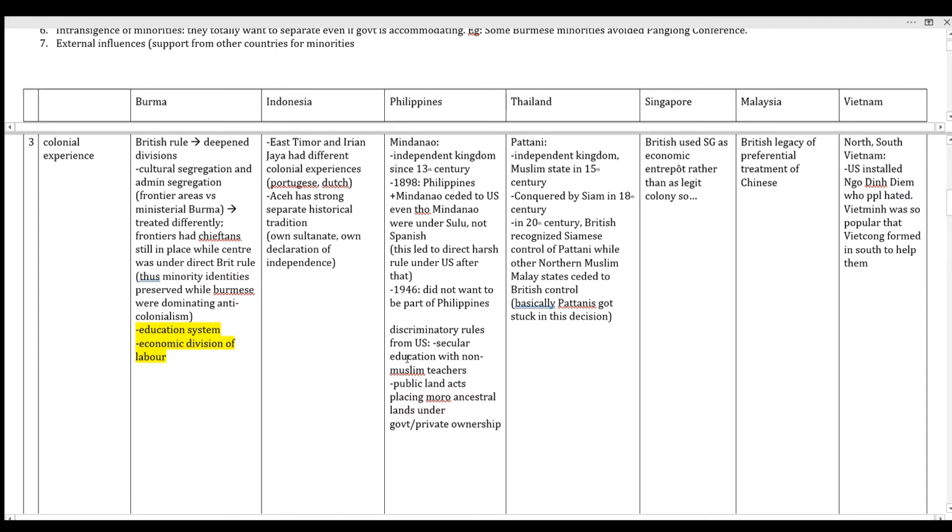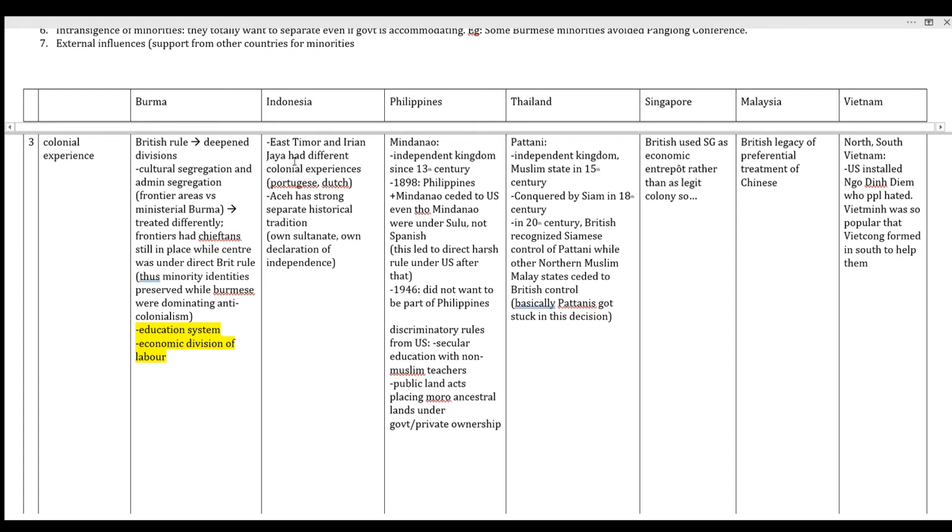So in Indonesia, we had a lot of different colonial experiences, especially East Timor and Irian Jaya, which had colonial experience under the Portuguese and Dutch. This was much more intense than the rest of Indonesia. They were originally under the Portuguese, and then when the Dutch came around, they just wanted to take over everything, and it was just a big mess. So they eventually wanted to leave Indonesia once and for all.